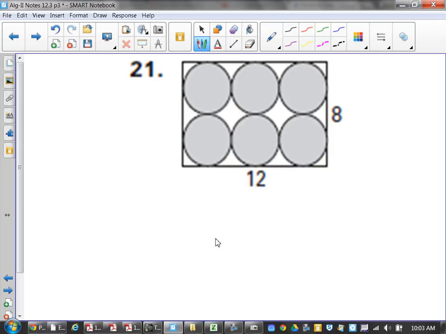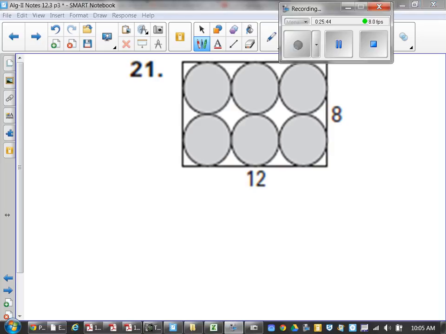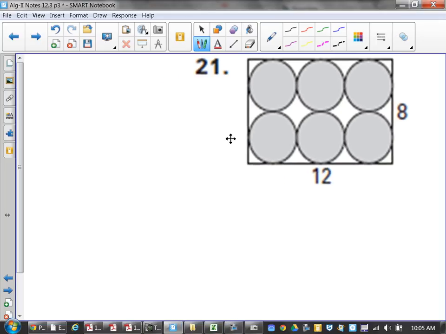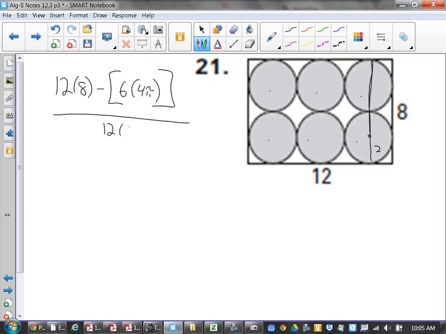4 is the diameter. So that means you have radii. Should be 4, 5. So it's 12 by 8 minus 4 pi, so we have 1 little, 2 little, 3 little, 4 little, 5 little, 6 little circles. I'm trying to find the probability of the unshaded region.